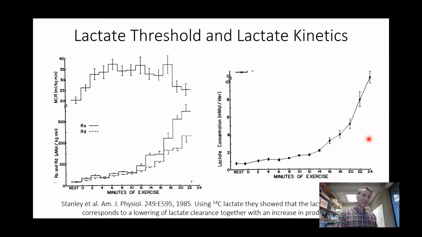Now what Stanley did by putting in this C14 labeled lactate is that you can follow the lactate. If I put in this amount of lactate, there should be that amount of lactate. And now if I see that my C14 lactate goes down in the blood, but my total lactate concentration stays the same, that means I've produced more lactate. And if it goes the opposite direction, I've disposed of some lactate. So let's take a look at how this works.